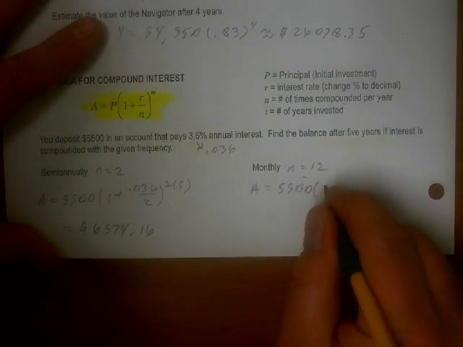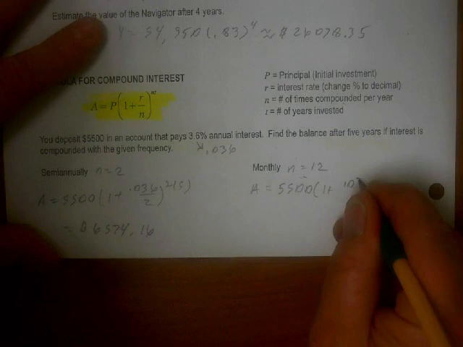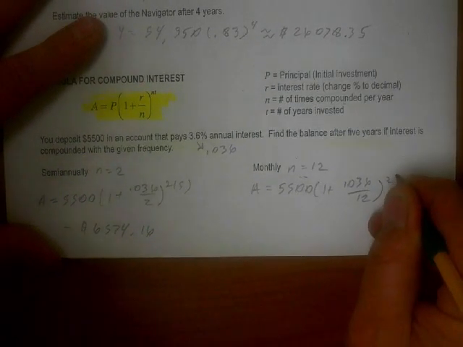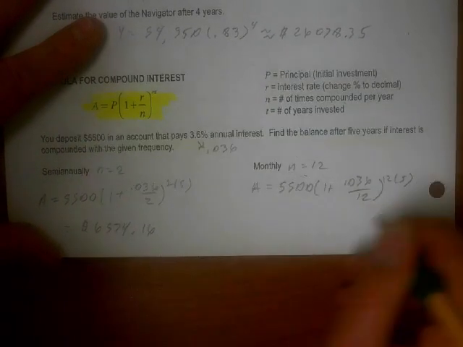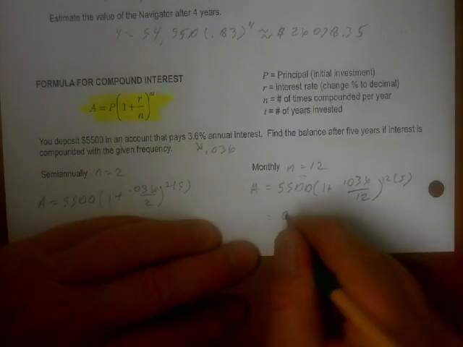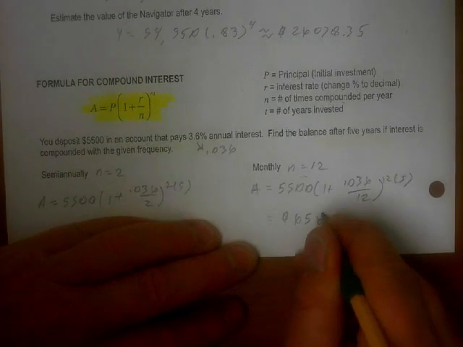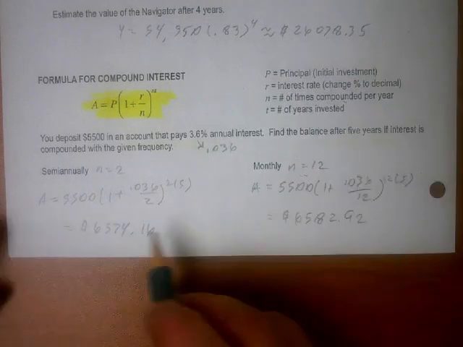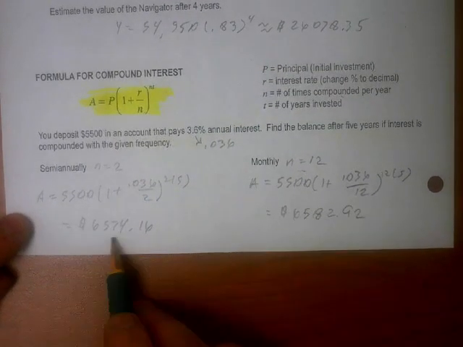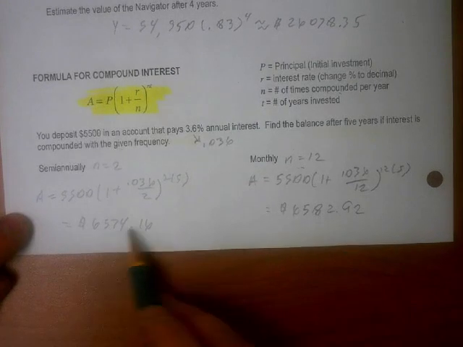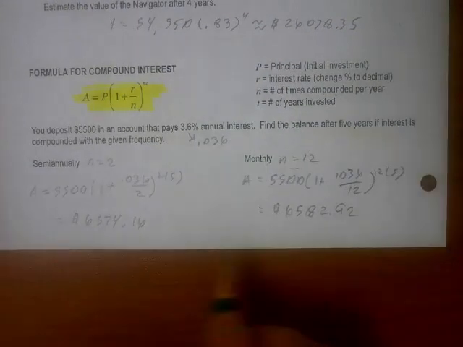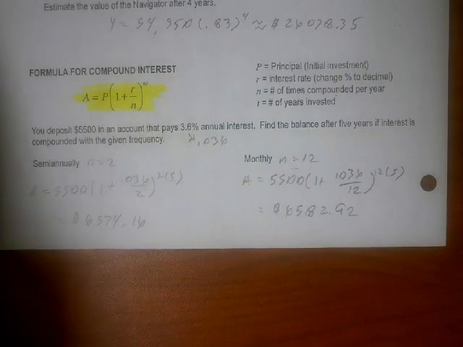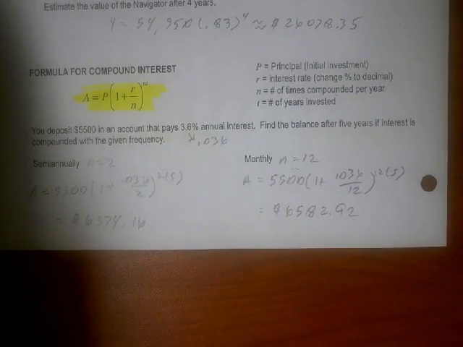Same thing, except now n is going to be equal to 12. This is going to equal $6,582.92. Now here's the deal. The more often you compound something, the bigger the value is going to be. No, it's not a lot of money as far as these two numbers are concerned, but think about, let's say it's more like 100,000 or 200,000. It's going to be a little bit more.